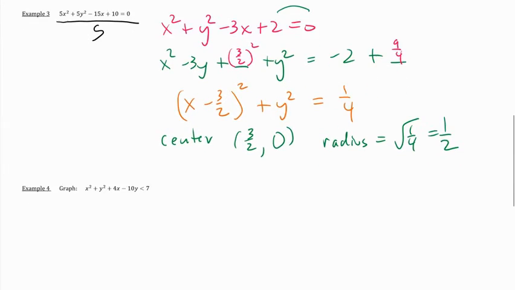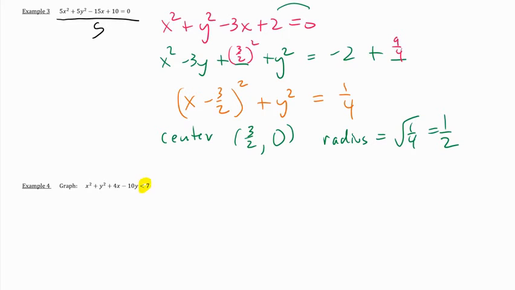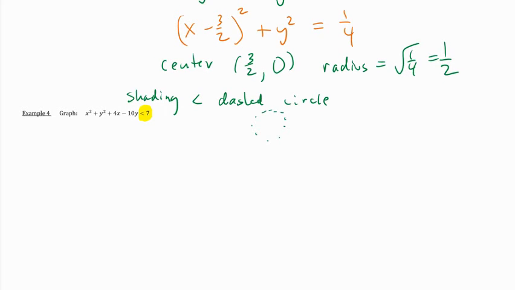On example 4, it's not an equation, it's an inequality. So whenever I have an inequality, that means shading. And because it's less than, I'm going to have a dashed circle. But first, we got to find what the equation would be.